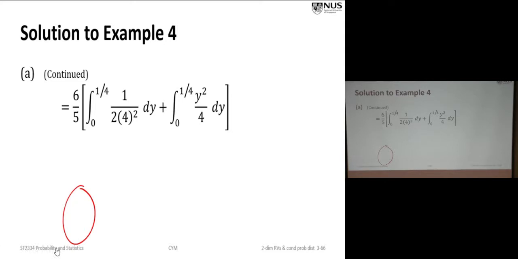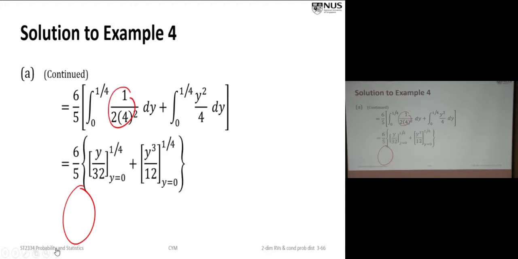You can see that now I integrate with respect to y for this one. So what I got is y over 32, and substitute y from 0 to 1/4, the two limits. This one becomes y cubed over 3 and then times 1/4, so it's y cubed over 12. Substitute y equals 0 to y equal to 1/4. So this is the answer. Very small chance.